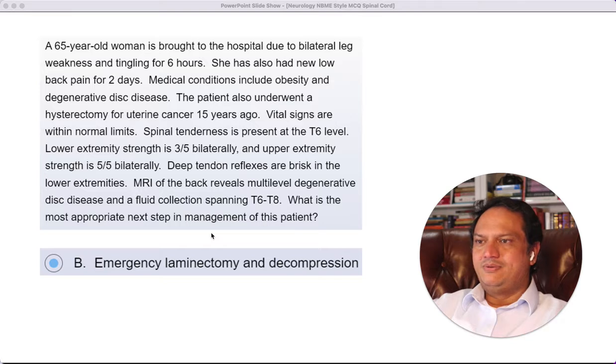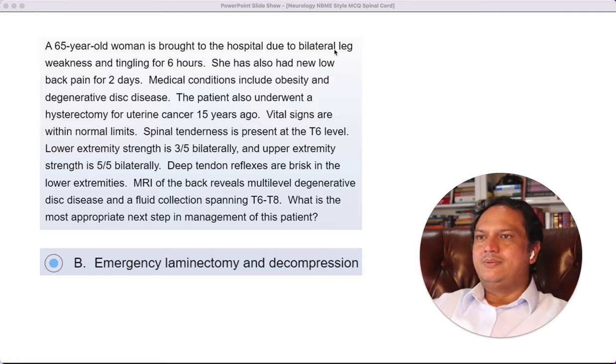And the next step in management is emergency laminectomy and decompression. So it has to be some form of an abscess. But why emergency laminectomy and decompression? Emergency because the abscess just suddenly grew to give back pain only 2 days ago, so maybe it has been building up but was not giving any symptoms, and pain was not what we are worried about.